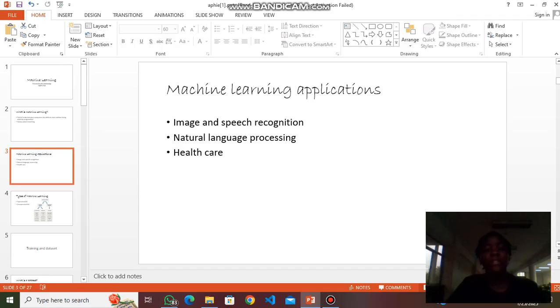If I go to machine learning applications, I have applications like image and speech recognition. It operates in self-driving cars. Look at facial recognition. Then for natural language processing, look at language translation. For healthcare, look at disease diagnosis.